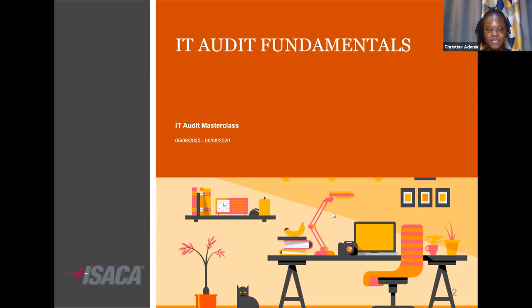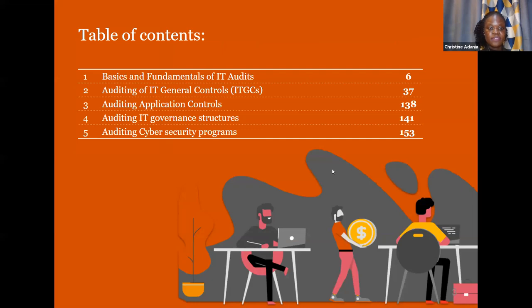So this session is supposed to run from today till tomorrow. It will cover the areas below. We'll look at basics and fundamentals of IT auditing, auditing of IT general controls, or what most of you know as ITGCs, or in some industries, they call it GITCs. We'll also look at how you can audit application controls. A lot of you know it as input and output controls for IT. Other people call it IT dependencies. We'll also look at how to audit IT governance structures, and we shall finalize with cybersecurity programs.